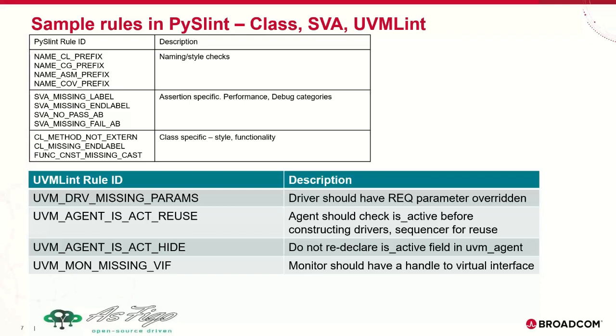And these are some of the UVM lints we have: missing params in the driver, and the agent is active and reusable. It will miss the reusability if you are clubbing both active and passive together. This makes little difference at small scale, but when you bring the IP level to the system level, it makes the overall testbenches really clean and nicer. And some monitors are missing VIF, that means virtual interface.